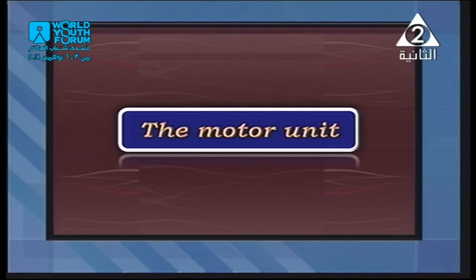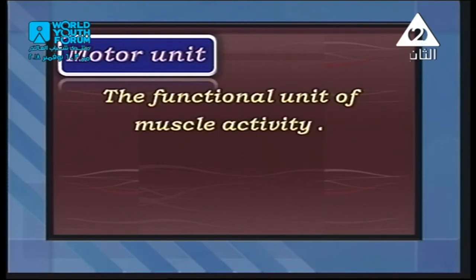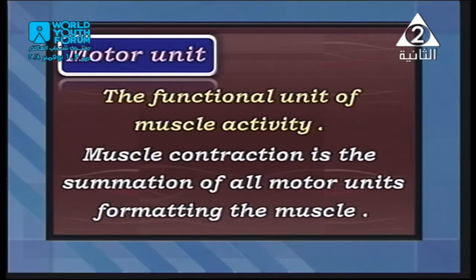The last piece of information in our lesson talks about the motor unit. What does motor unit mean? Motor unit means the functional unit of muscle activity. Simply, muscle contraction and relaxation is the summation of all motor units forming the muscles. Again, the muscle contraction is the summation, in your body, of motor units forming the muscle.